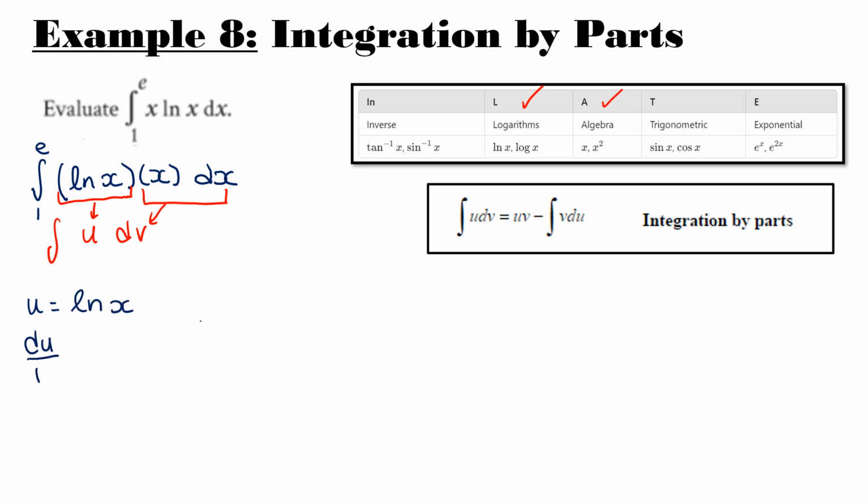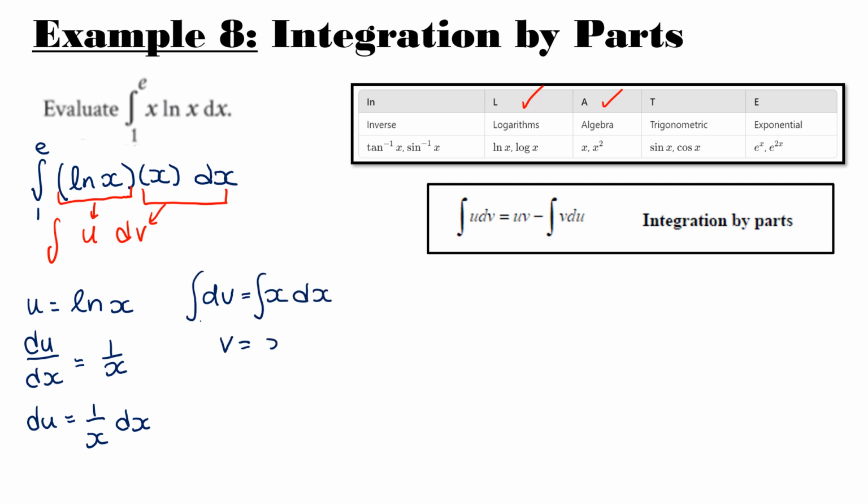So du dx, page 25, the natural log differentiates to 1 over x. So du equals 1 over x dx. Then we have dv equals x dx, and we're going to integrate both sides there. So that's v equals x squared over 2. So there'd be no need for a plus c anywhere in this question.